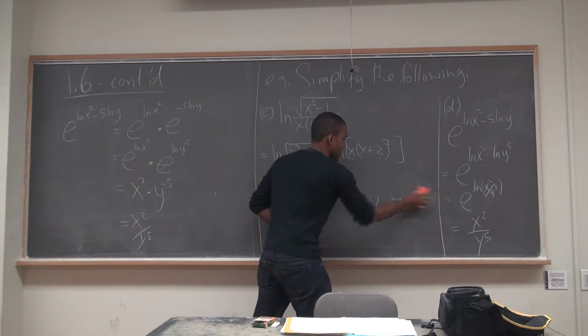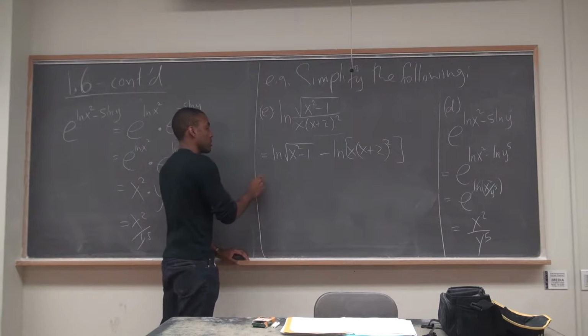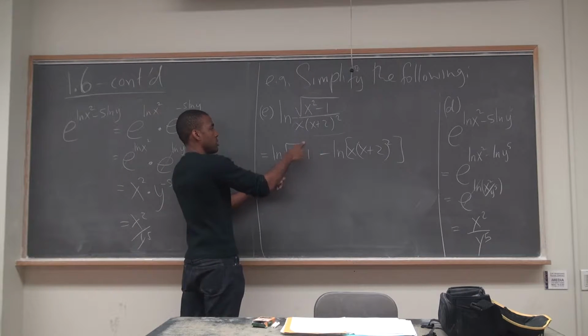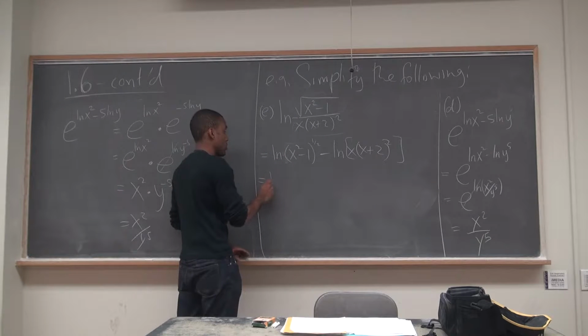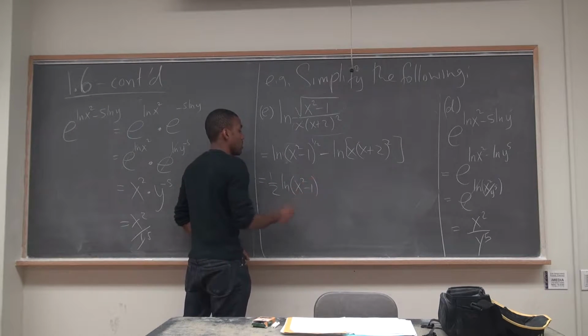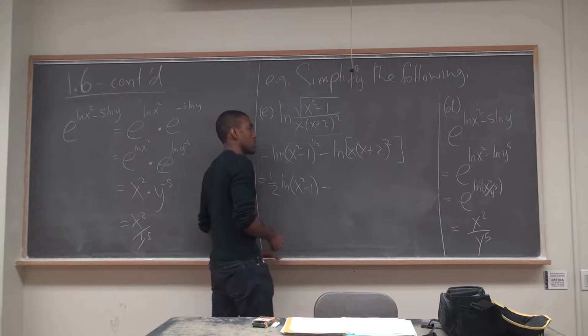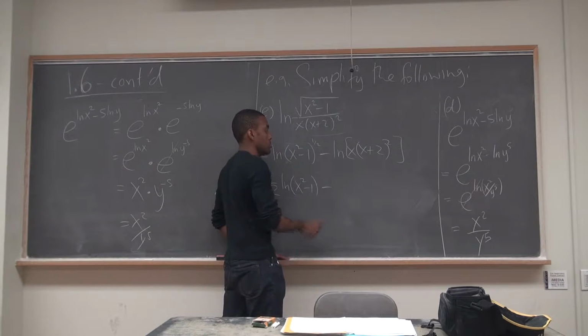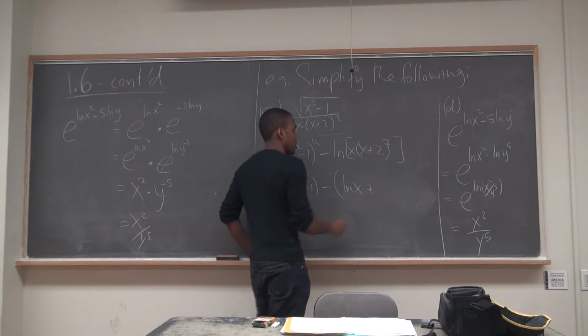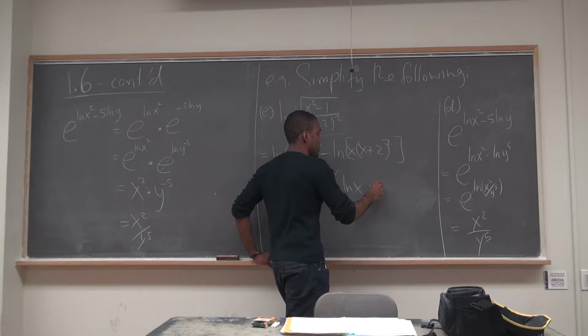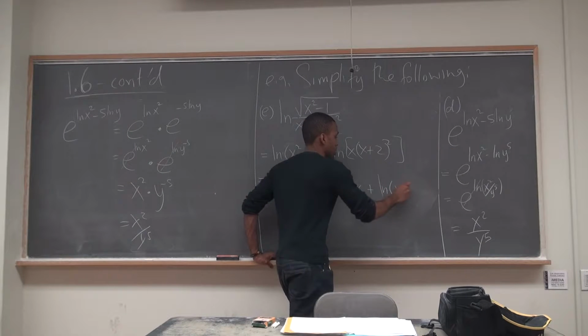Okay, now continue. Yeah, Tiara? 1/2 ln x squared minus 1. Okay, so here, this radical, she rewrote that as a power, and so she brought that power down because that's another root. Okay, and then minus ln x plus 2 ln x. He's skipping so many steps.